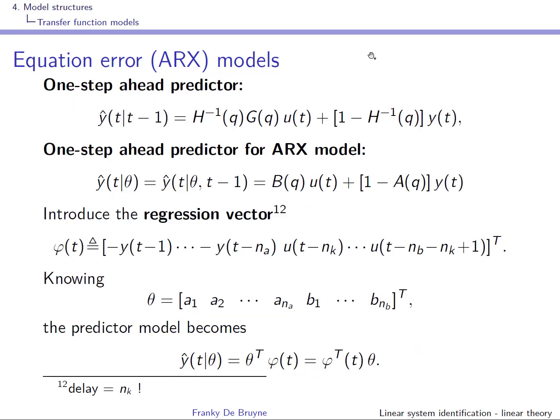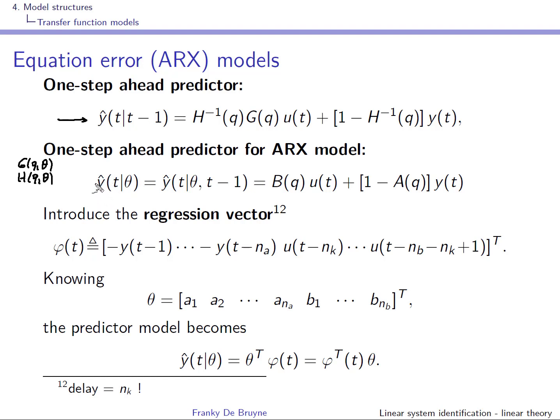So let us now have a look at the one step ahead predictor for this ARX model. Here, as a reminder, we have the one step ahead predictor for a system that is described by an input-output transfer function g of q and a noise model h of q. So we have to write this one step ahead predictor, but we have to work with g of q, theta and h of q, theta. So this is why we write it like this.